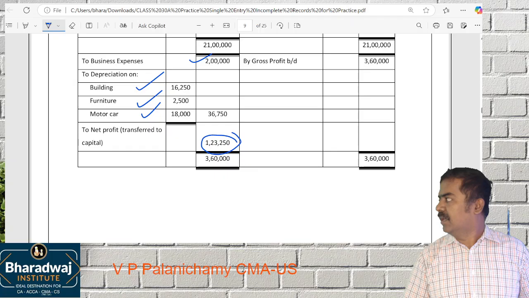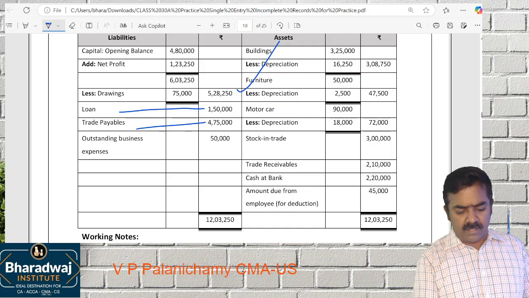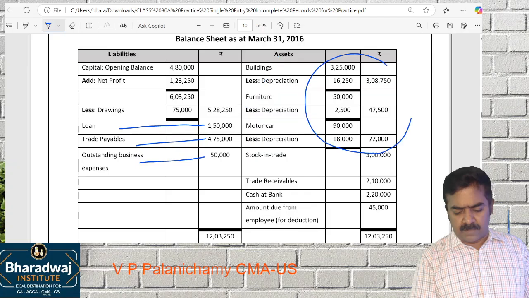Then in the balance sheet, opening balance plus net profit minus drawings as usual. Loan will continue, trade payable will continue, outstanding will continue. On the asset side, all assets, and the amount recoverable from the cashier we will show as an asset. Otherwise we would have taken it as a loss in the P&L account.